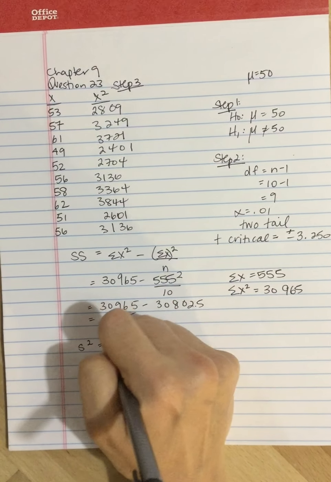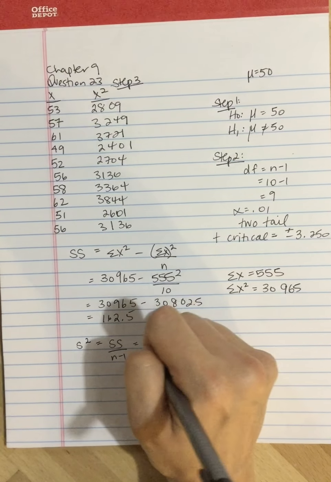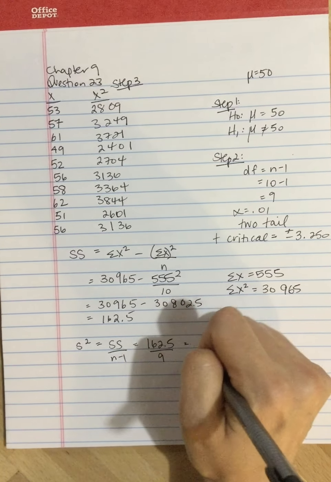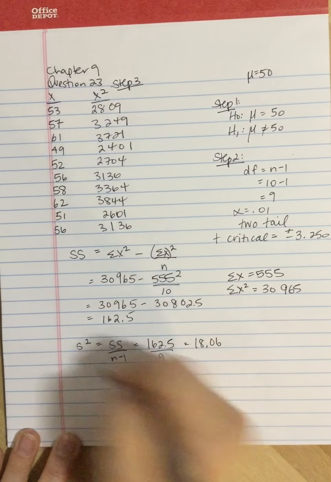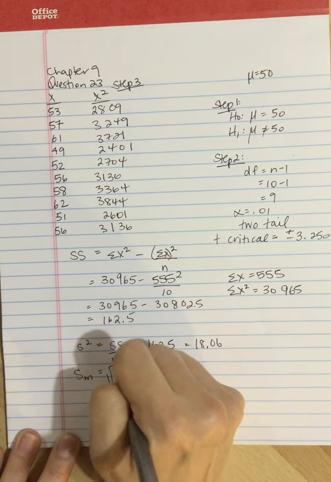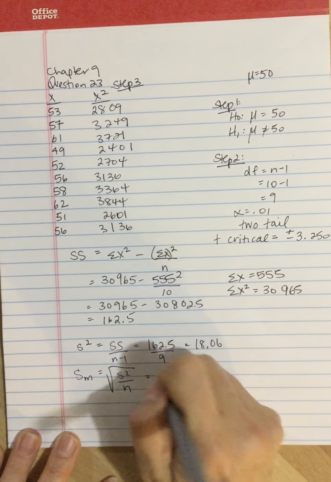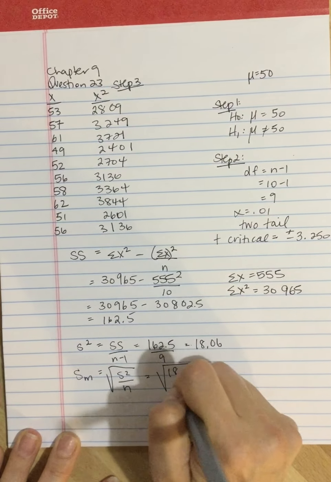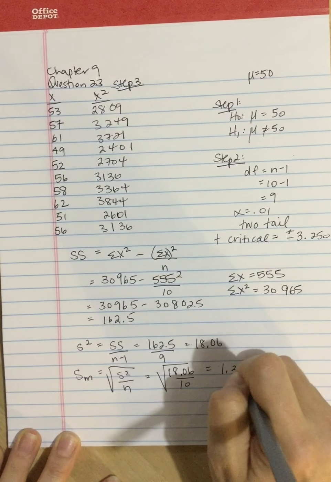From there, I'm going to calculate my variance. So I'm going to take that sum of squares and divide by n minus 1 because I have a sample. That's 18.06. I'm going to calculate my estimated standard error now, where I take s squared divided by n, and then I take the square root of it all. 18.06 divided by 10, square rooted, that's 1.34.